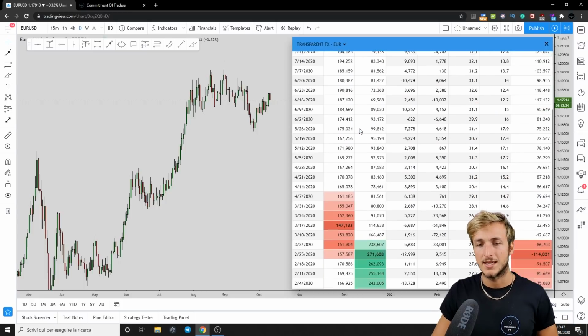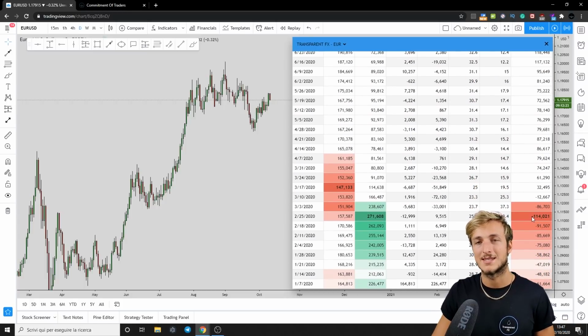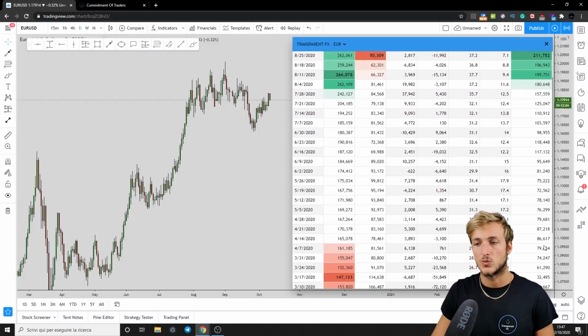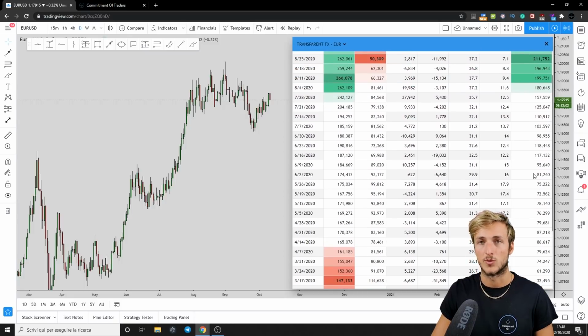And what we could see is that clearly what was happening is a huge accumulation of longs. In fact, we were going from having negative net positioning, massive negative net positioning with minus 114K net positions with 271K shorts and 157K longs, to a situation where the net positioning was becoming more and more positive.